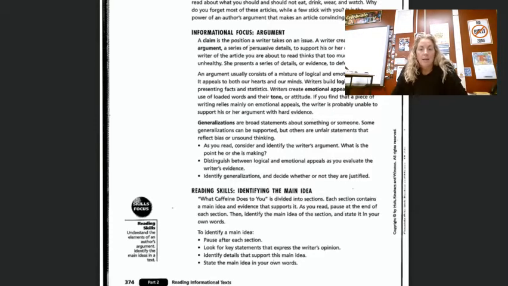Generalizations then are broad statements about something or someone. Some generalizations can be supported, while others are just unfair statements that reflect bias or unsound thinking. So, as you read the article, consider and identify the writer's argument. What is the point that she's making in this article about caffeine? Distinguish between the logical and the emotional appeals as you evaluate the writer's evidence. Identify the generalizations that she makes and decide whether or not they are justified.